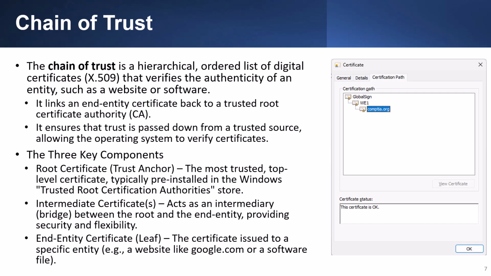Three key components include the root certificate, or trust anchor, which is the most trusted top-level certificate, typically pre-installed in the Windows Trusted Root Certificate Authority store. The intermediate certificate acts as the intermediary or bridge between the root and the end entity, providing security and flexibility. An entity certificate, or leaf, is a certificate issued to a specific entity, such as a website like google.com or a software file.